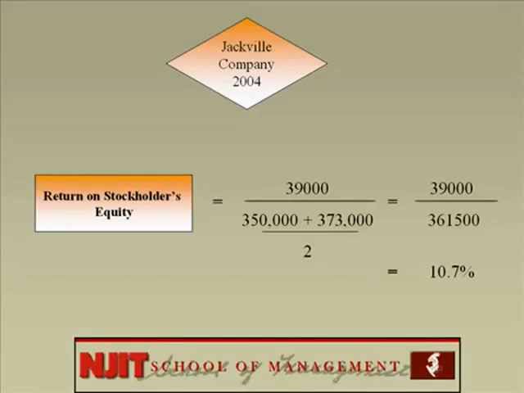10.7%. This means that for every dollar invested by the owners, they get about 11 cents return. Every dollar that you as an investor invest, you get 11 cents return from the company. Do you want this high or low? Well, as high as possible. As I told you, the only way to know if this is good or bad is to compare trends. If it's increasing, that's positive.